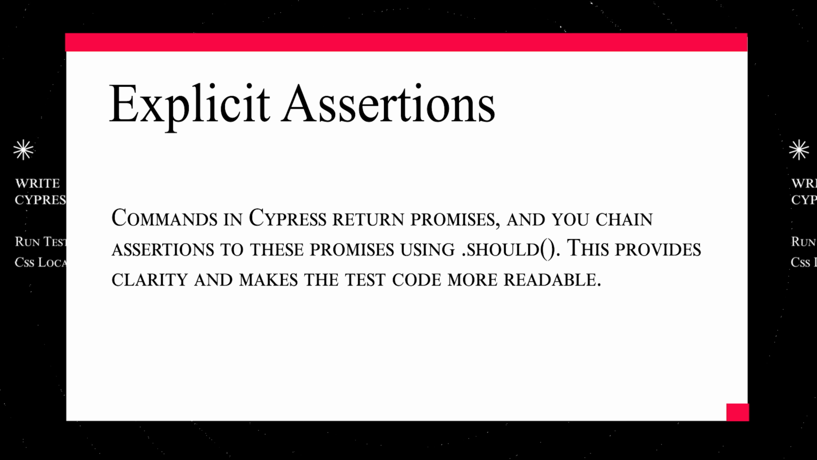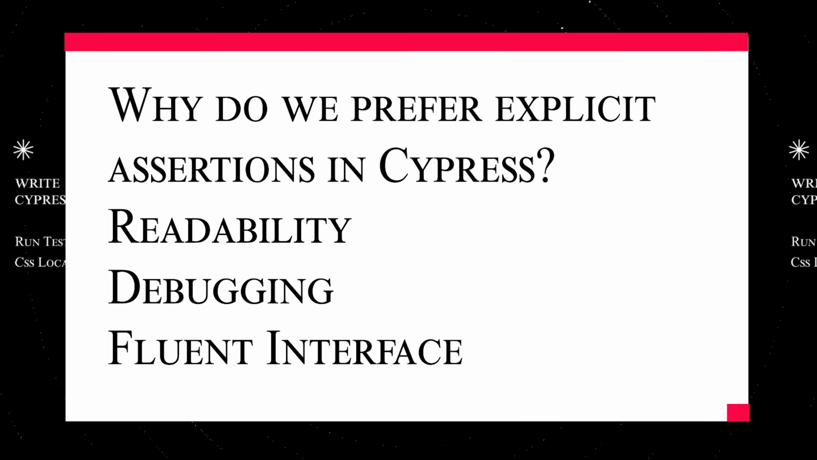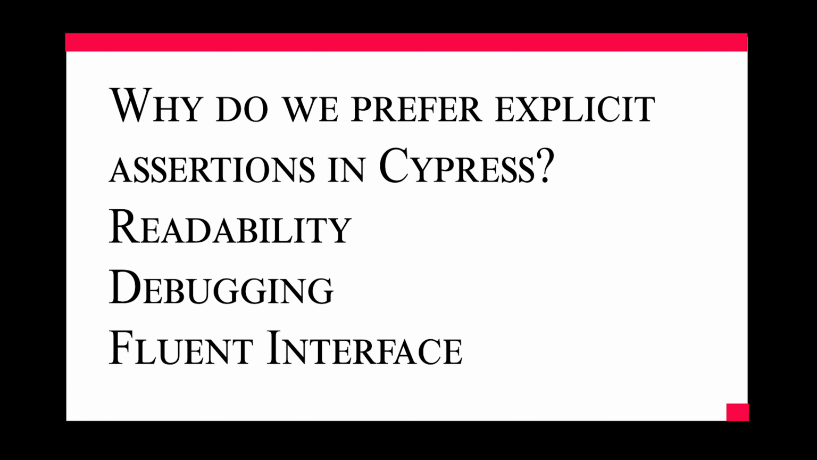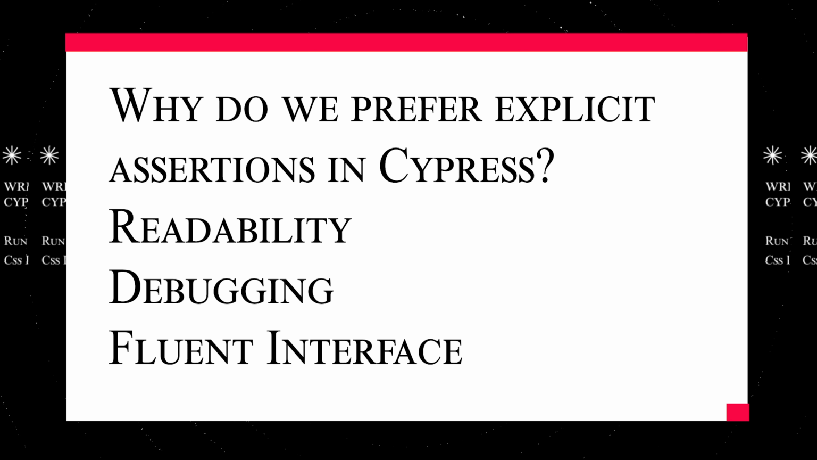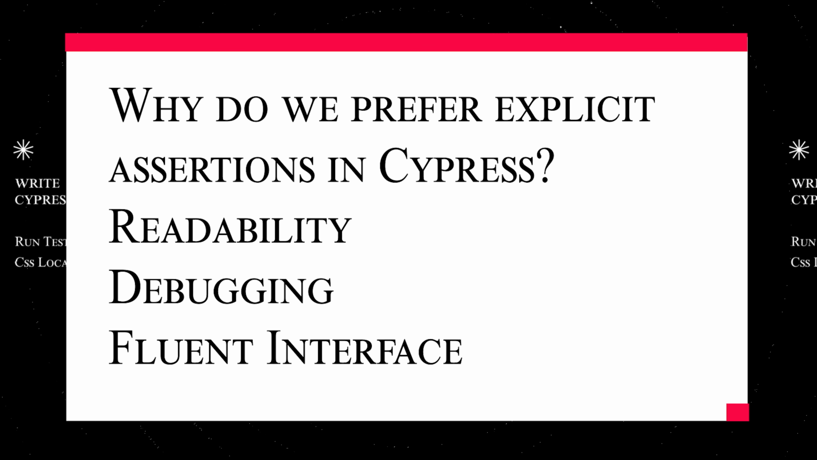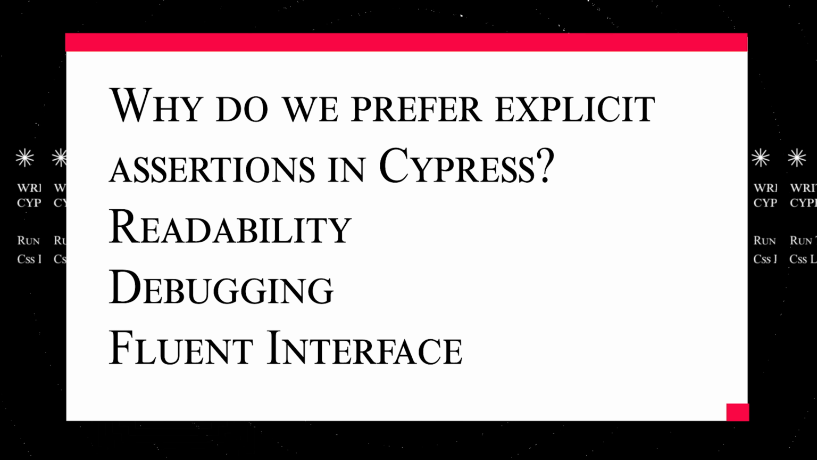Now, why do we prefer explicit assertions in Cypress? First, readability. Explicit assertions make your test code more readable and self-explanatory. Debugging. If an assertion fails, Cypress provides detailed error messages, helping you quickly identify and fix the issues. Fluent interface. Chaining assertions with a fluent interface allows you to create complex conditions effortlessly. Explicit assertions align with the Cypress design philosophy, making your tests more maintainable and informative.